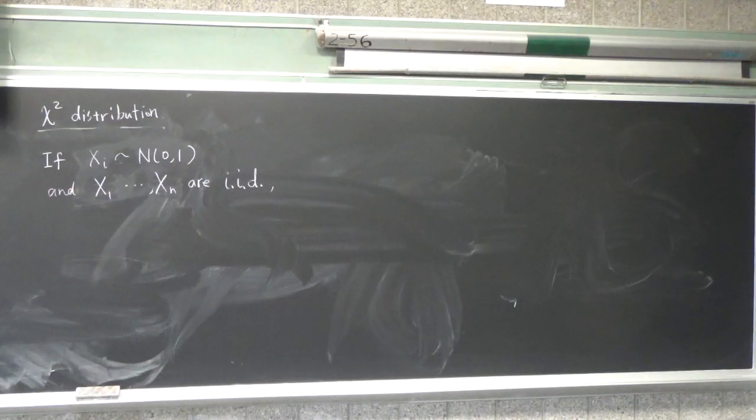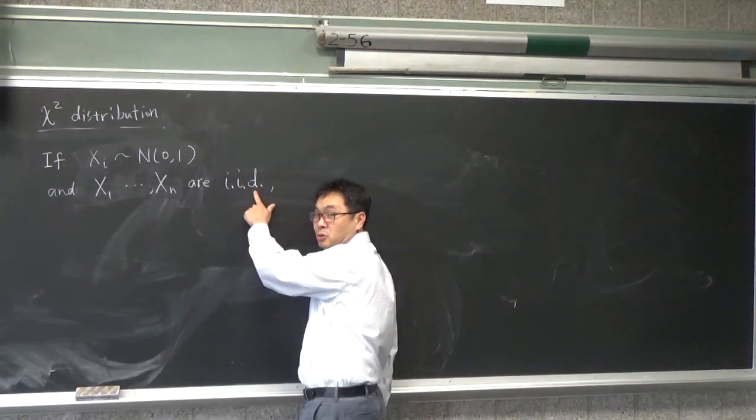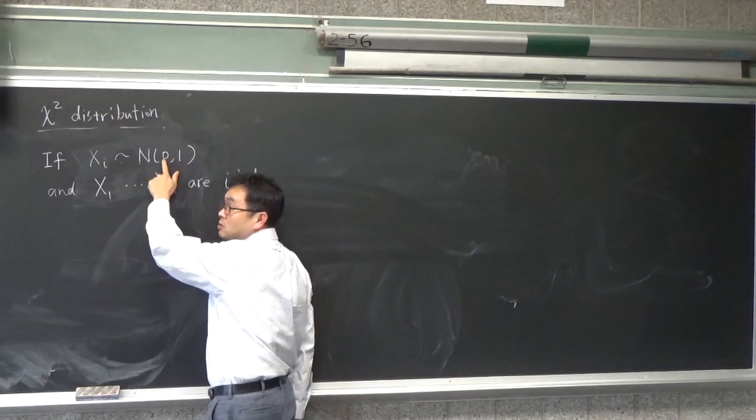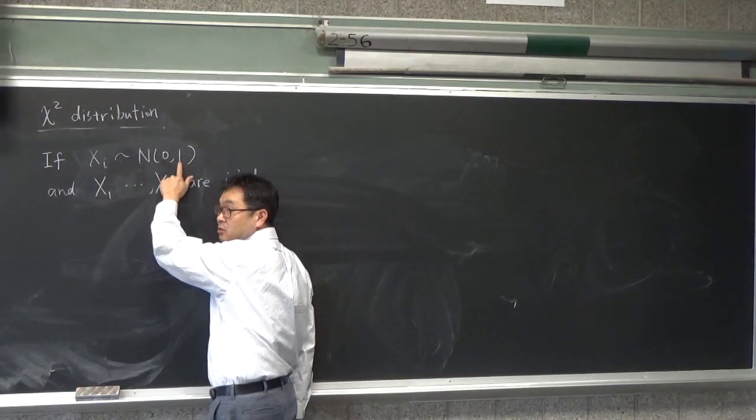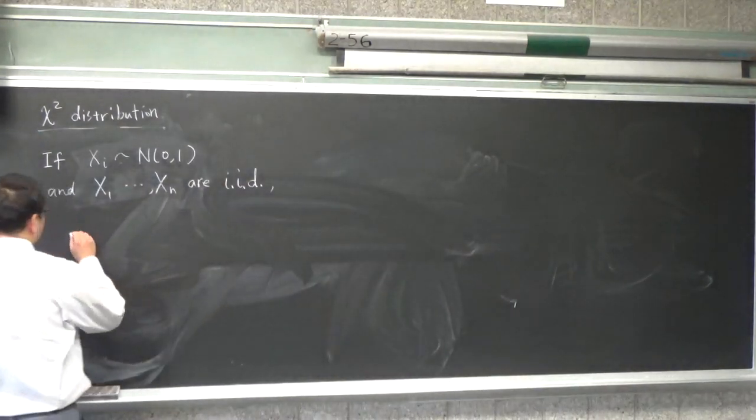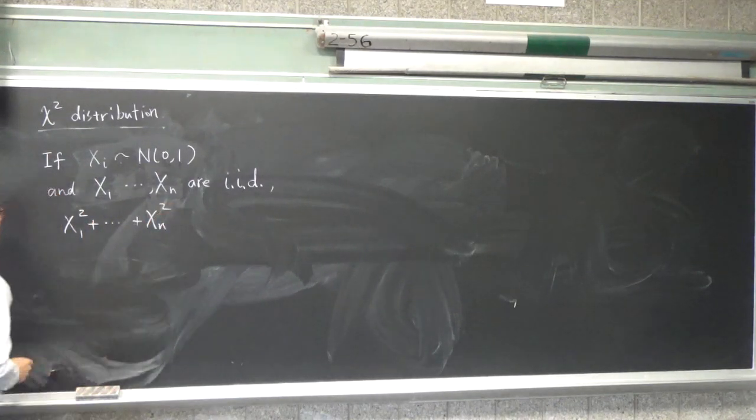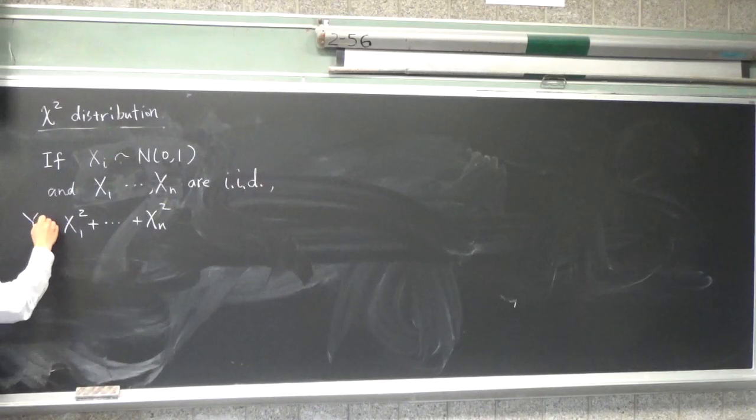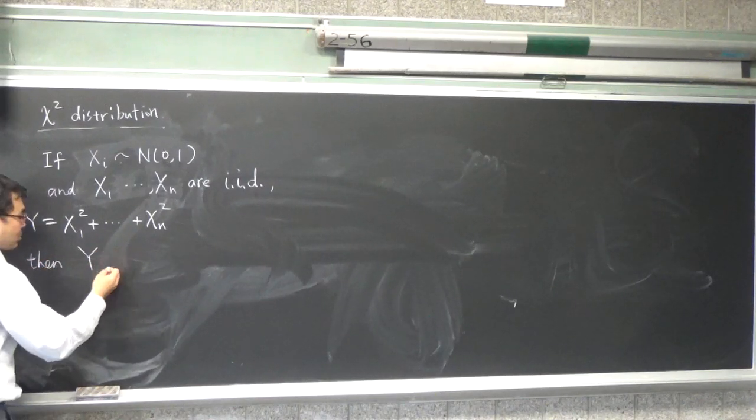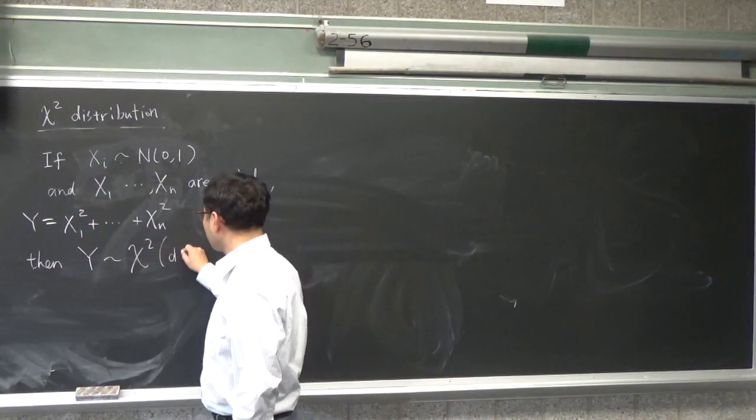Okay, chi-square distribution. If you have a bunch of random variables that are independent and identically distributed, following the standard normal distribution, where standard normal means the mean value is 0 and standard deviation is 1, and then you take the squares of these and call the sum y, then y follows what's called the chi-square distribution with degrees of freedom equal to n.